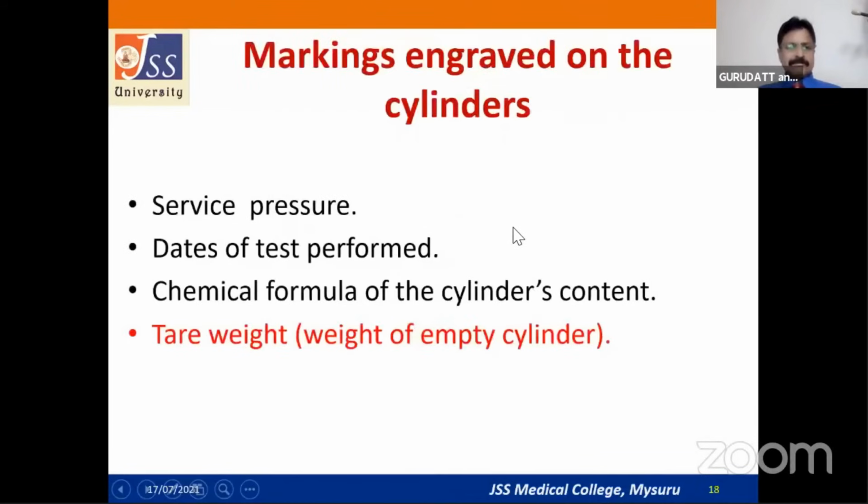Now the other markings, especially the tare weight. This is another very important thing to know. Many times you will be asked what the tare weight is. Tare weight is nothing but the weight of an empty cylinder. So why should we know the weight of the empty cylinder? I am going to talk about this later when I talk about nitrous oxide. If you want to know how much nitrous oxide gas is available, you have to know the weight of the liquid nitrous oxide inside the cylinder. The total weight minus the tare weight gives you the amount of liquid nitrous oxide available. That's why the tare weight is very, very important to know.